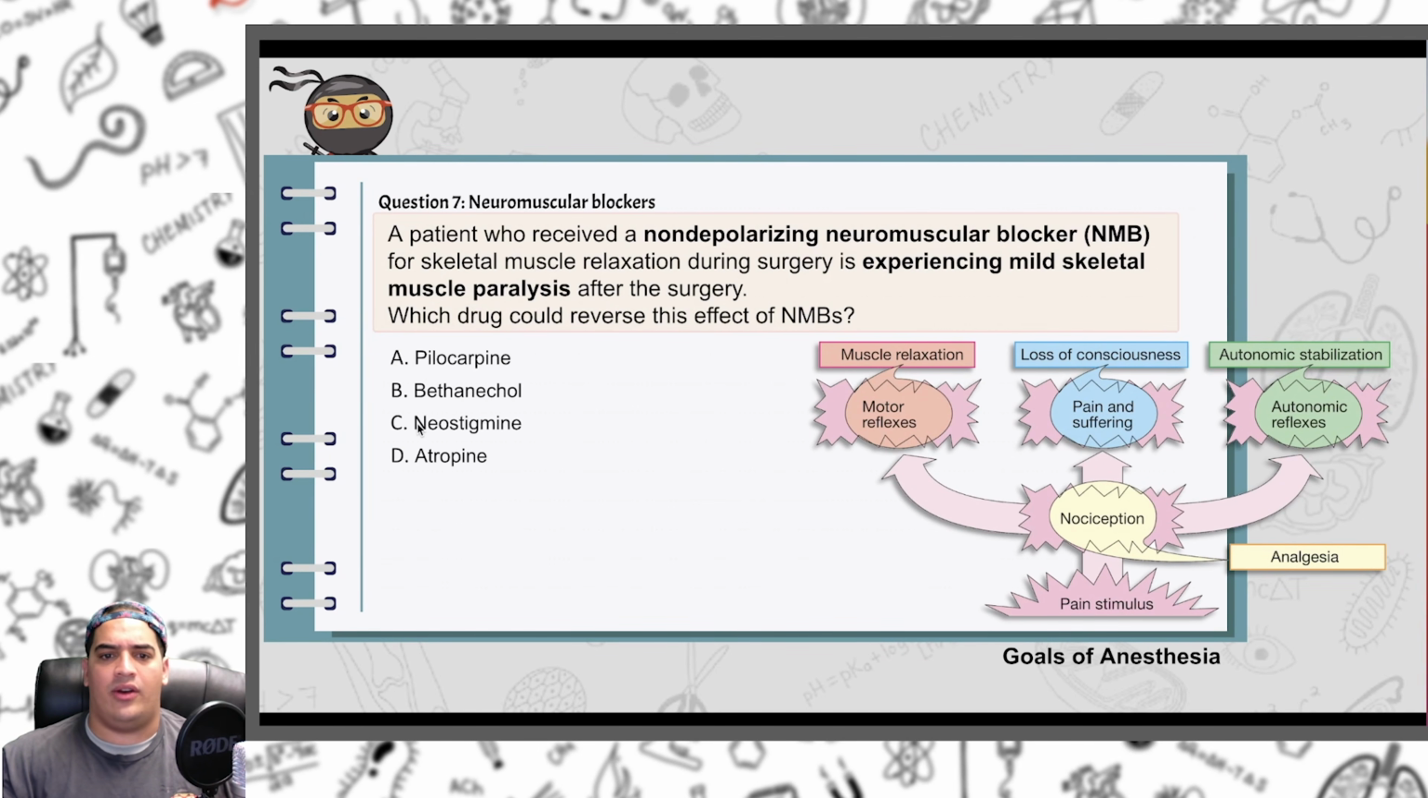Patient has received a neuromuscular blocking agent for skeletal muscle relaxation during their surgical procedures, and is experiencing some mild skeletal muscle paralysis after surgery. Which one of these drugs can reverse the effect of the neuromuscular blocker? Remember, there's one that was an antidote or reversal of TCAs, tricyclic antidepressants, atropine, and antipsychotics, and that was physostigmine. The one that reverses the neuromuscular blockers, because it has somewhat of an effect on the nicotinic receptors, it can push the neuromuscular blocker out of that site and bind onto it, would be neostigmine.